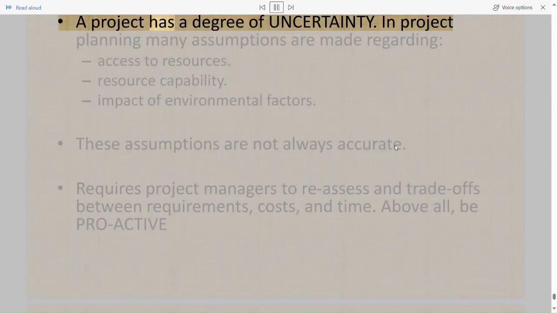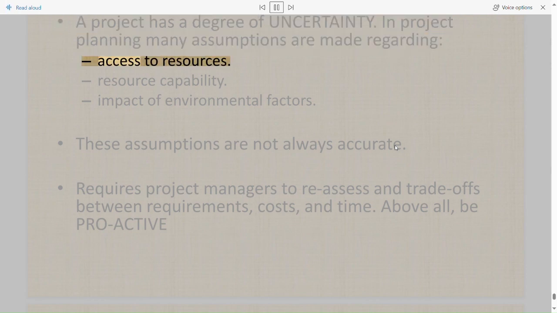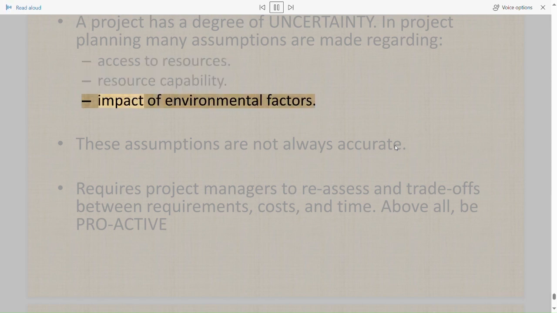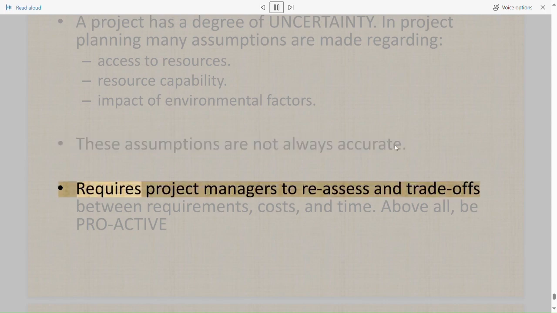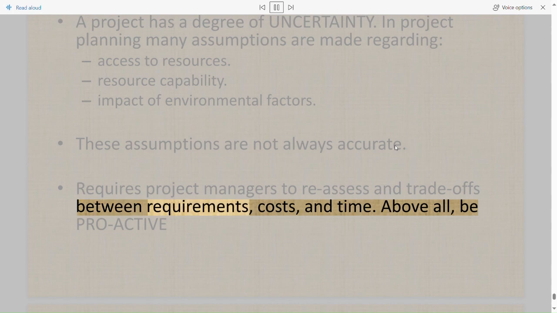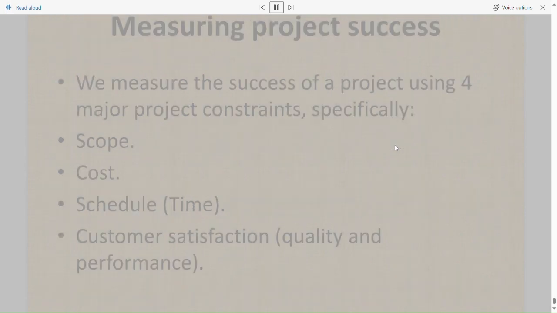A project has a degree of uncertainty. In project planning, many assumptions are made regarding access to resources, resource capability, and impact of environmental factors. These assumptions are not always accurate. This requires project managers to reassess and make trade-offs between requirements, costs, and time. Above all, be proactive.